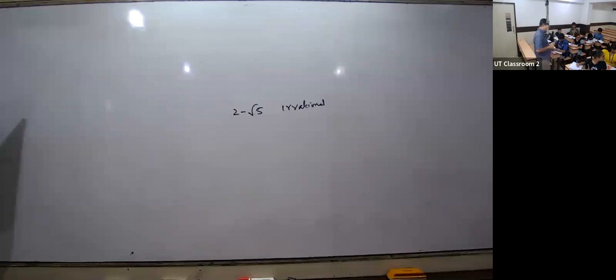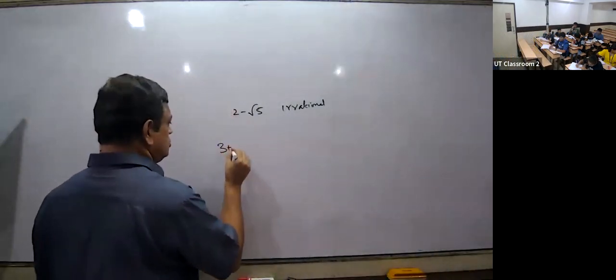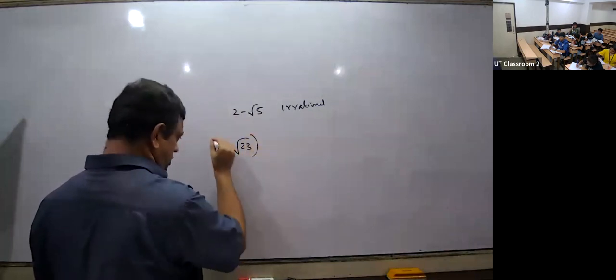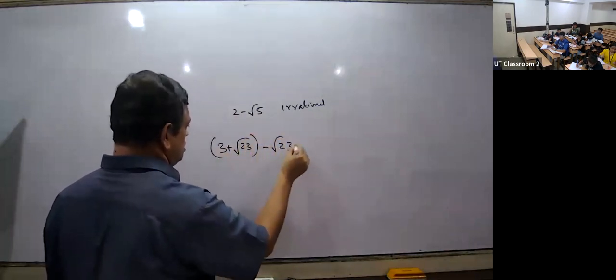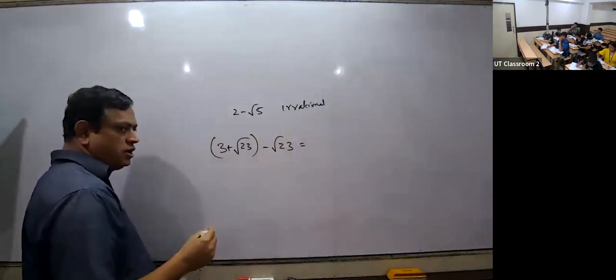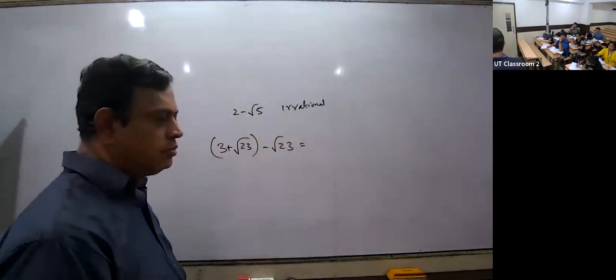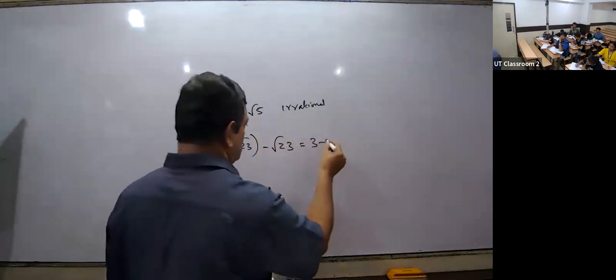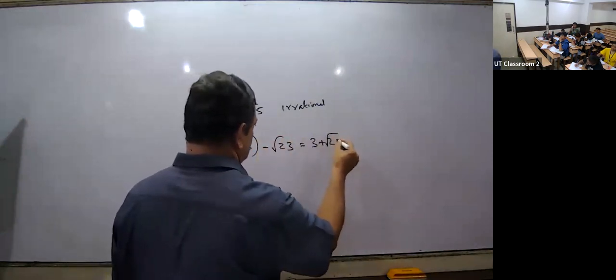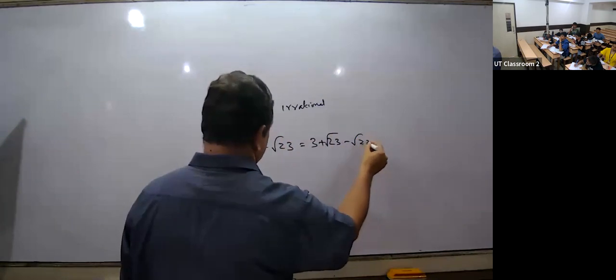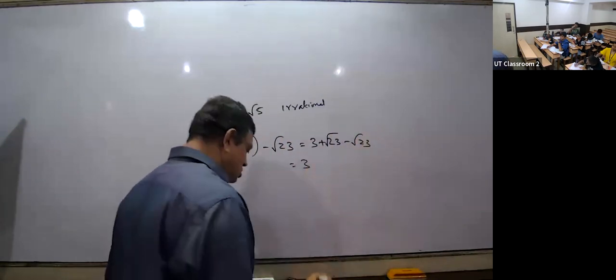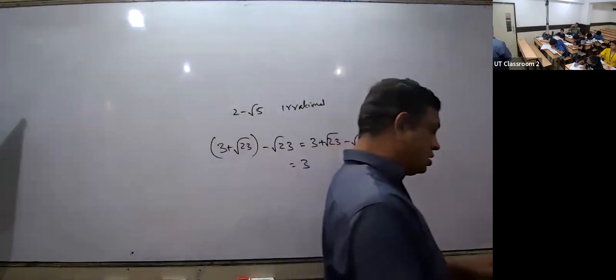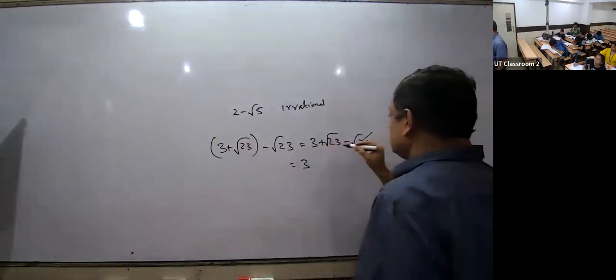Did you do everything? So read the next part. 3 plus root 2, in brackets, minus root 2, in brackets. How will you simplify it first? Can you write it's irrational? First, not taking the root, you remove the bracket. 3 plus root 2 minus root 2. These two cancel, it is equal to 3. Now is it rational or irrational? Rational.